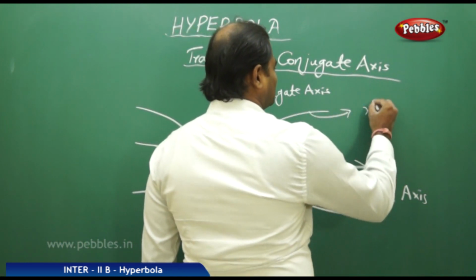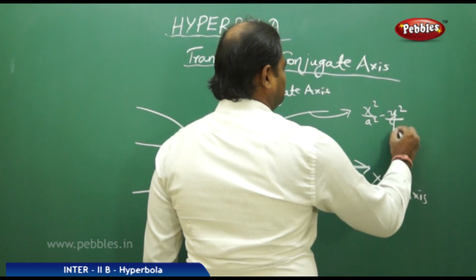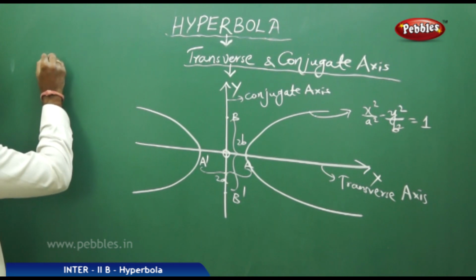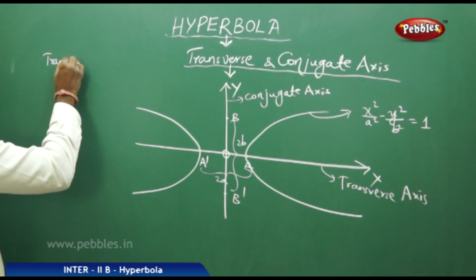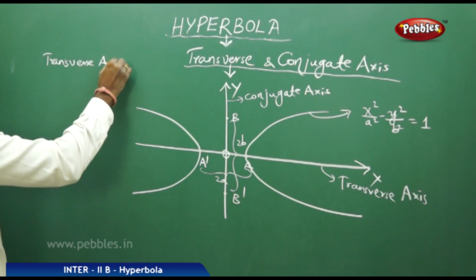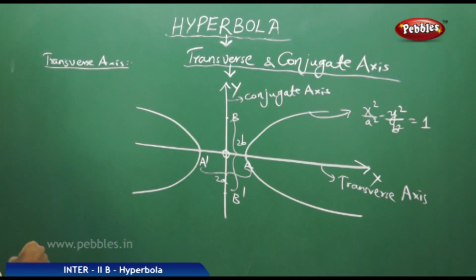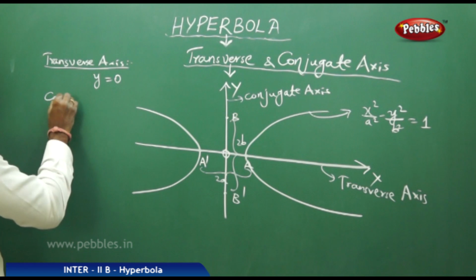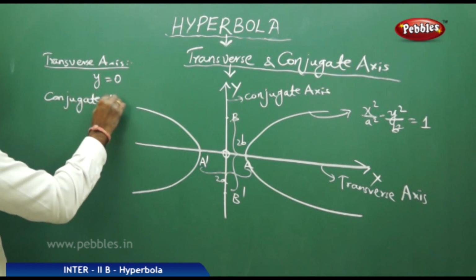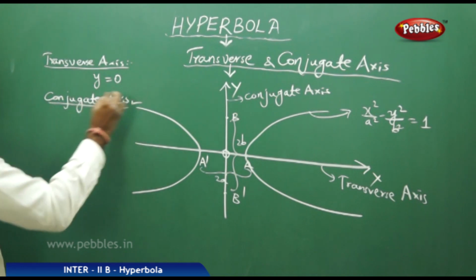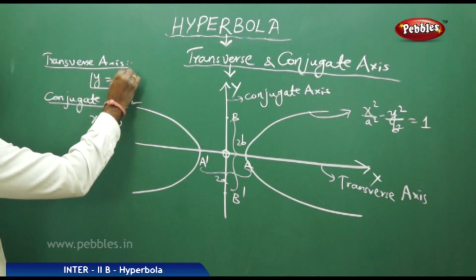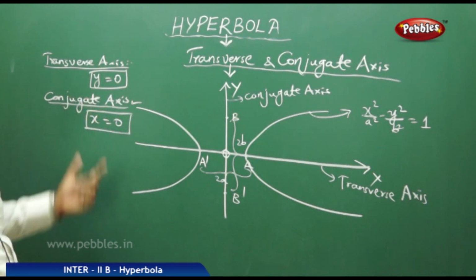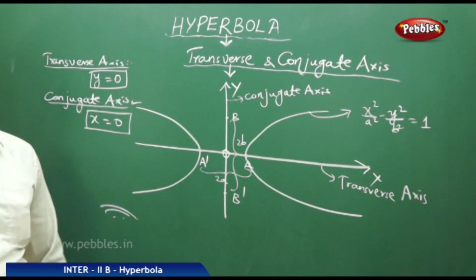For the hyperbola x squared by a squared minus y squared by b squared equal to 1, the transverse axis equation is given by y equal to 0, and the conjugate axis equation is given by x equal to 0. That is, the x-axis is the transverse axis and the y-axis is the conjugate axis.